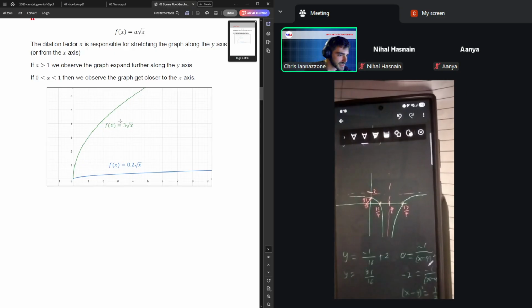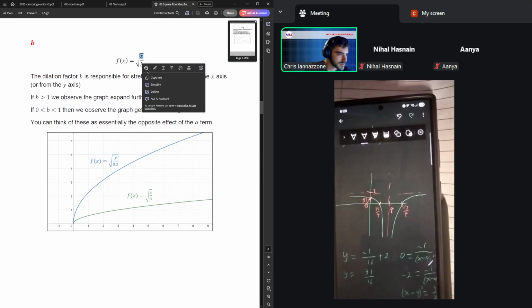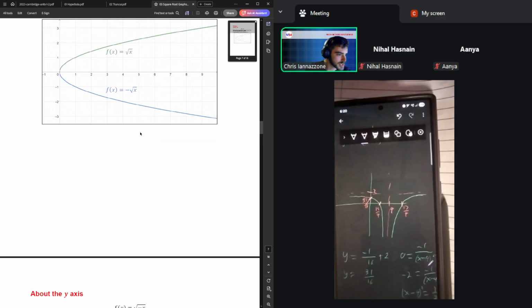Okay, dilation factors, again, so multipliers make it go bigger. Dividers will make it go longer. Reflections, we just talked about that.